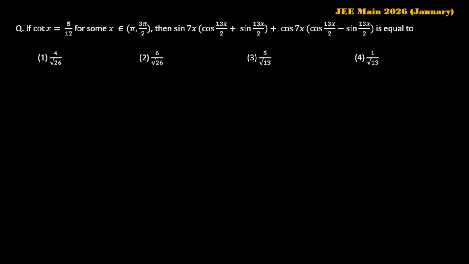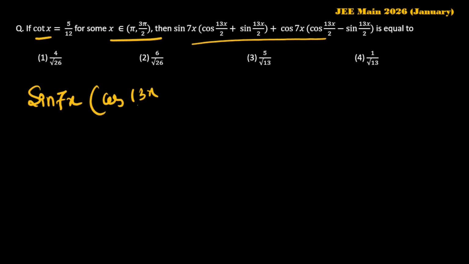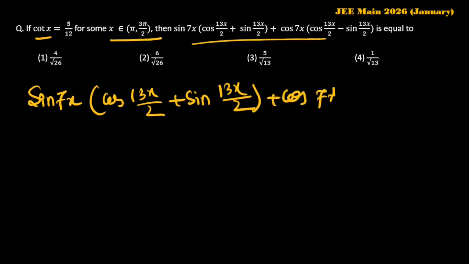Let us first carefully observe the problem. In the question, it is given that cot of x is equal to 5 over 12 and x lies between pi by 2 and 3 pi by 2, and then we find the value of this expression. Therefore we write the question: sin 7x cos 13x by 2 plus sin 13x over 2 cos 7x, cos 13x over 2 minus sin 13x over 2.